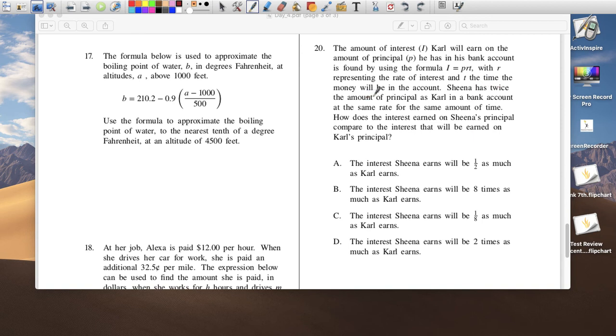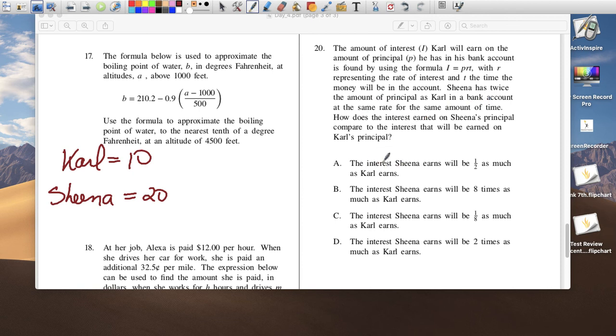Sheena has twice the amount of money as Carl. So you know what you can do here when they don't give you values? Pick a very nice number, 10. And Sheena has 20 at the same rate. Everything else is the same. So the only difference is that Carl puts 10 bucks in, and Sheena puts $20 in. The interest rate Sheena earns will be half as much as Carl earns. Well, obviously Sheena is gonna make more. Okay, Sheena has twice the amount of principal in the bank, and everything else is the same.